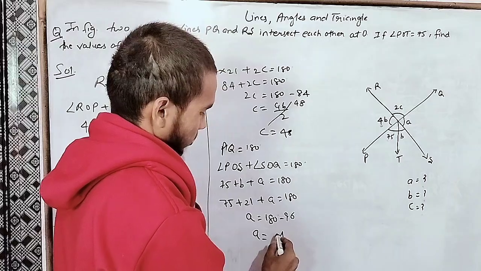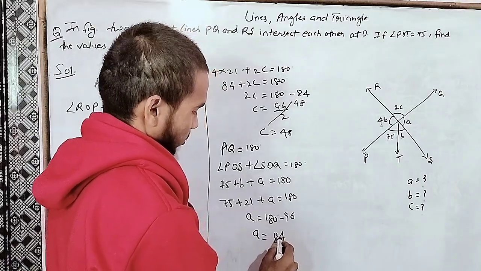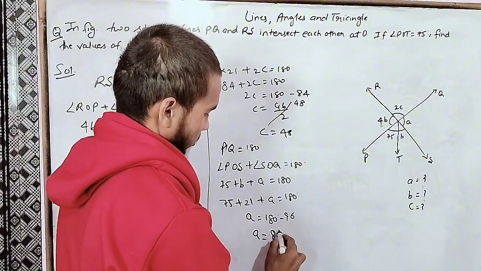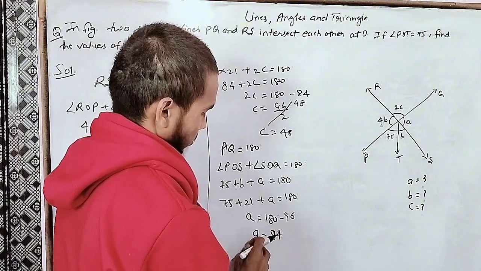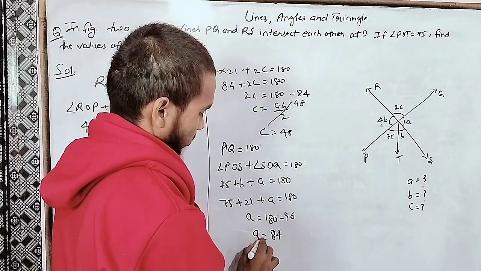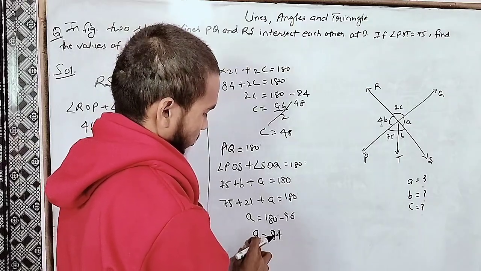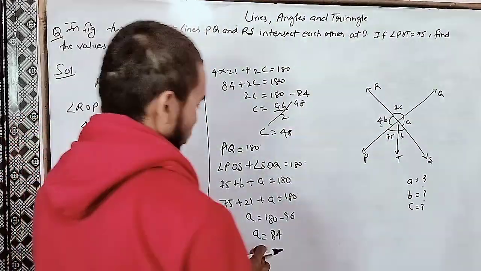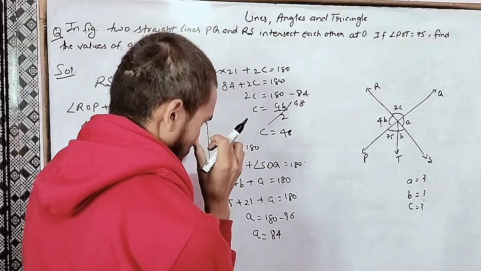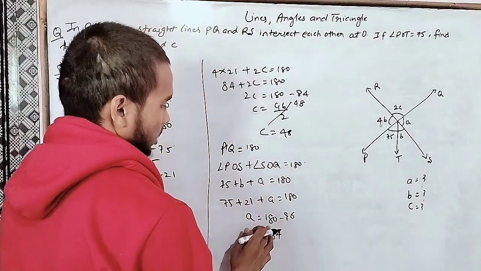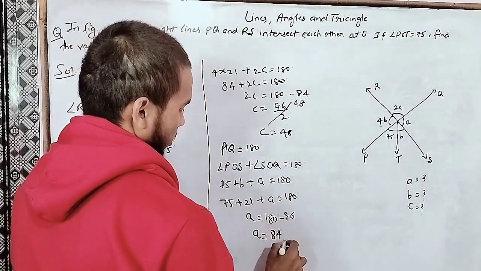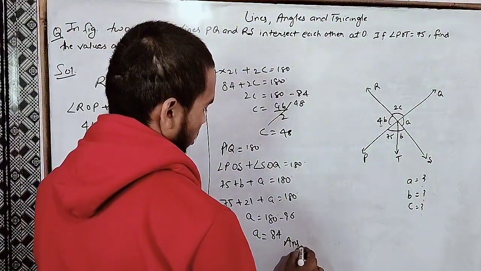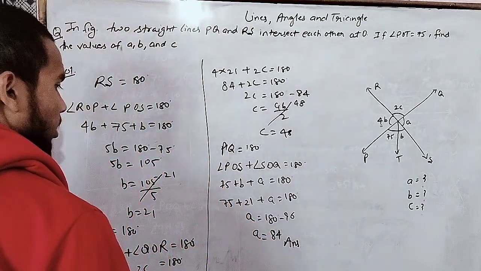84. Okay, 180 minus 96. This is the answer. This is the answer. 84.